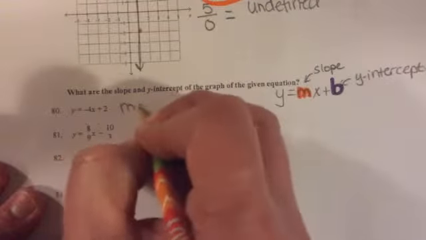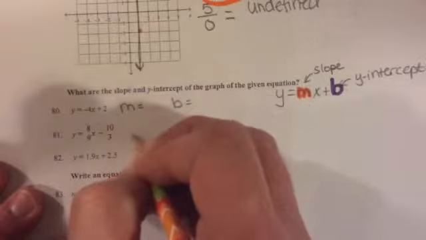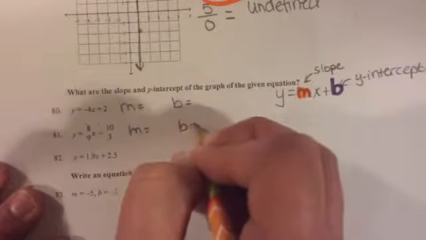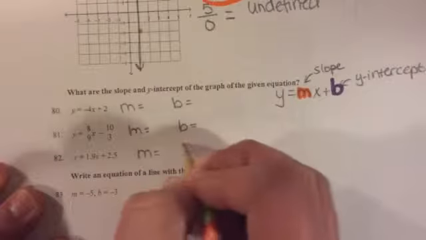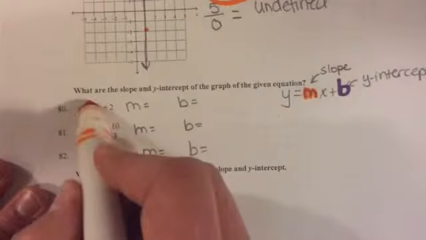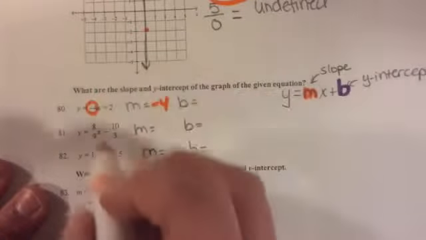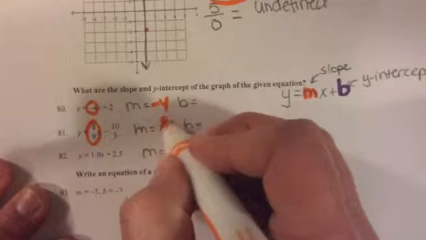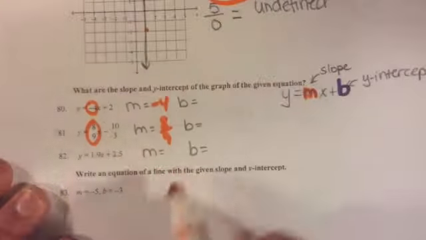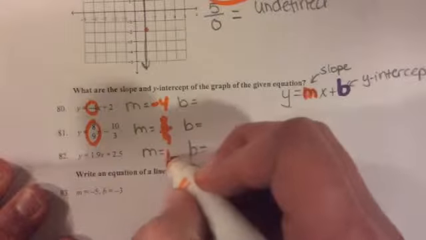I want to know what slope is and what y-intercept is for all these. Let's go ahead and jot that down. Again, m is slope and b is y-intercept. So my slope is the number next to the x, -4. In this one it's 8/9. It can be a fraction, remember, slope, fraction. And it can also be decimal, 1.9.